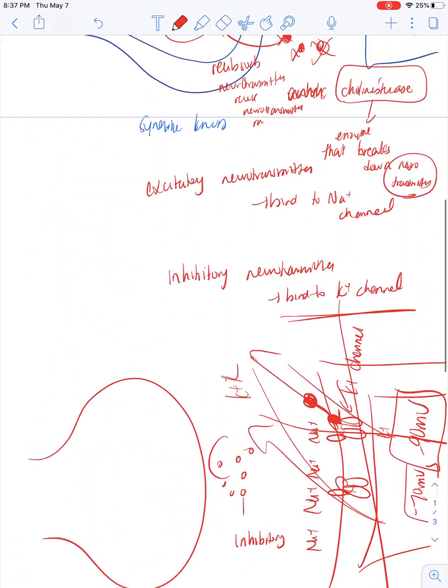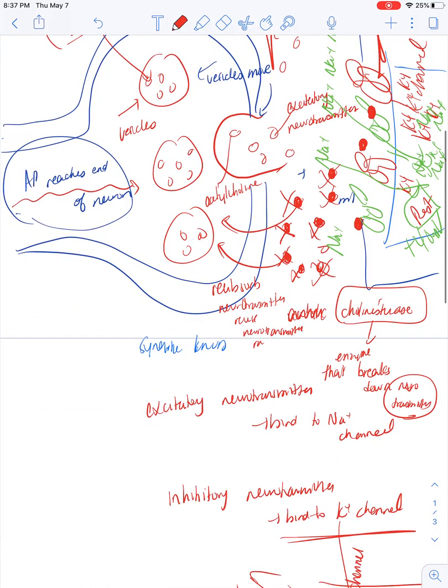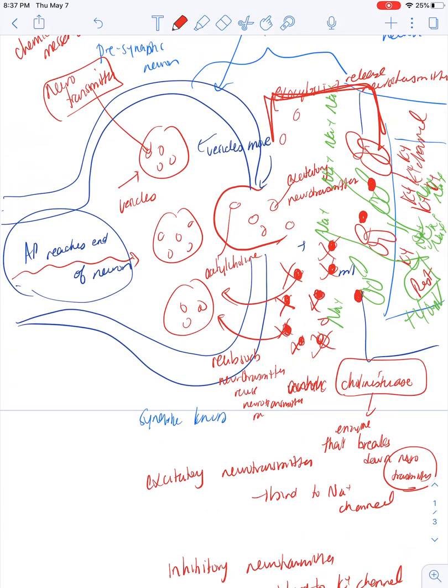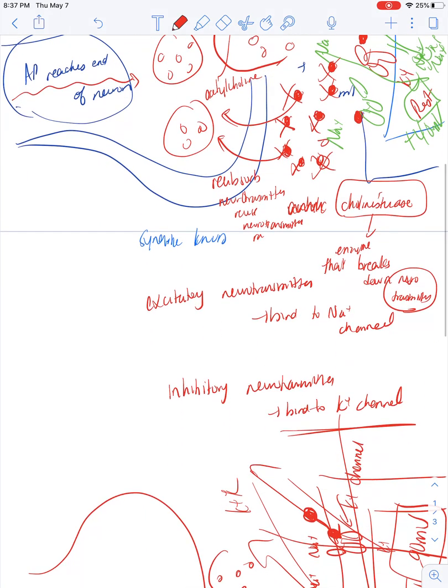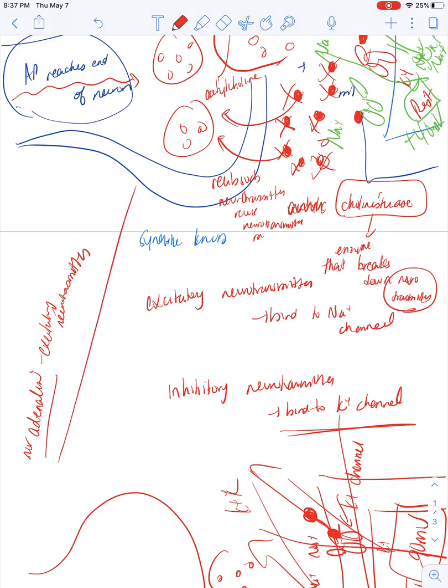So anyways, that's basically all you need to know for synapse, like excitatory versus inhibitory neurotransmitters and how they work and how they cause the action potential to propagate and move to the next neuron. Acetylcholine is a type of excitatory neurotransmitter. Another excitatory neurotransmitter is noradrenaline. And basically, that's all you need to know for neural transmission.